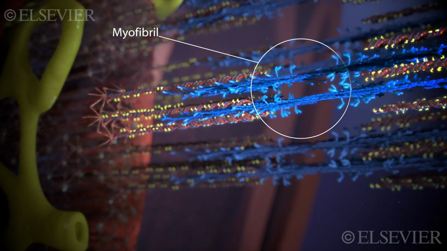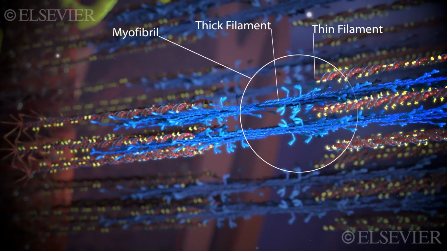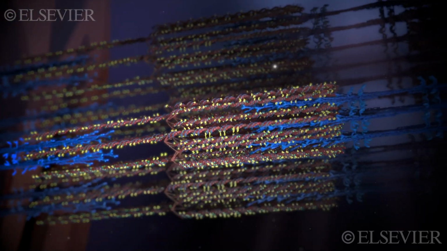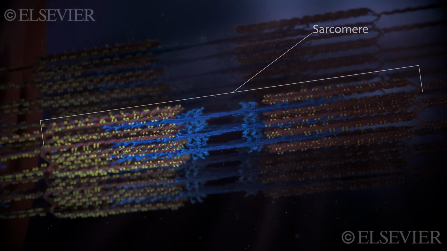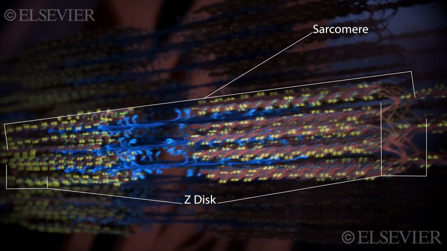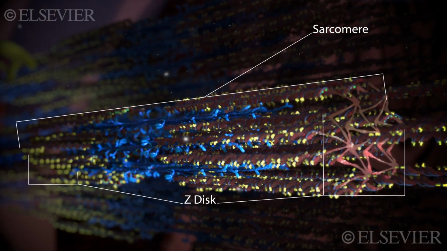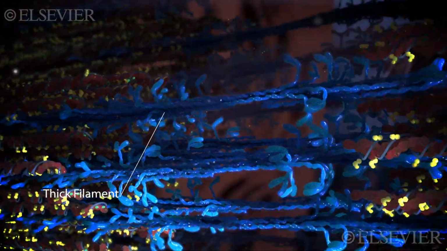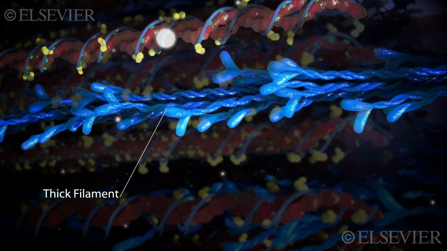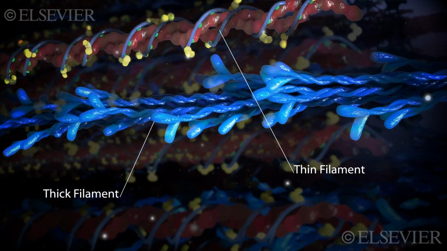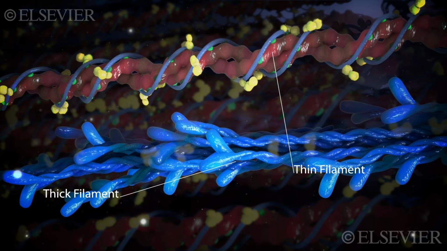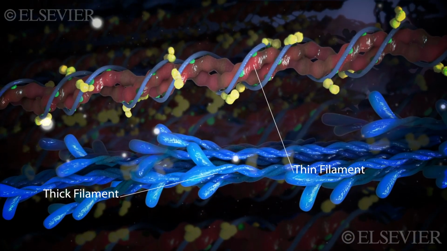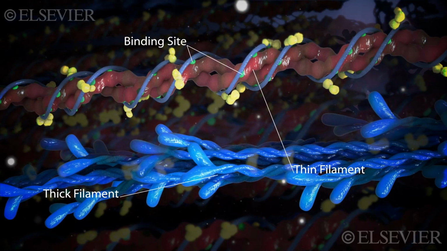Myofibrils consist of thick filaments and thin filaments. Each myofibril is made up of a series of contractile units called sarcomeres. Z-discs connect adjacent sarcomeres. The thick myofilaments are composed of bundles of myosin molecules, each shaped like golf clubs that have been twisted together. The thin myofilaments, which are anchored to the Z-discs, are composed of bead-like molecules of actin that are twisted around each other, with binding sites for myosin.